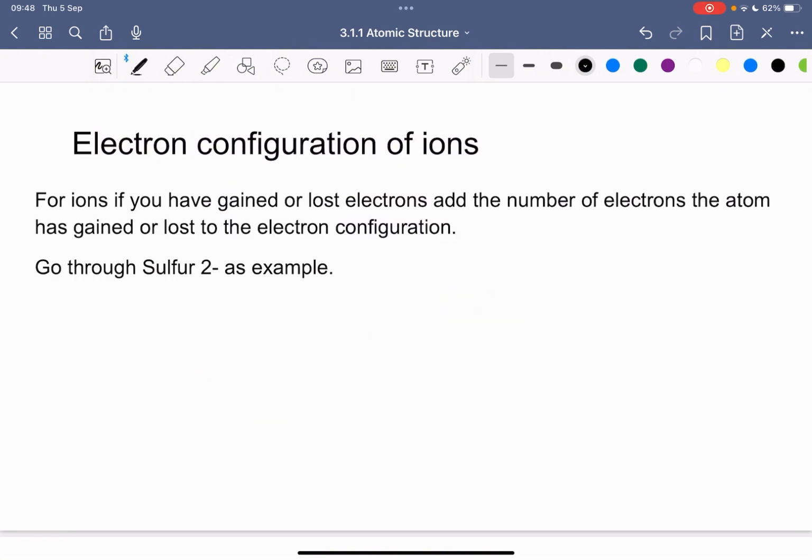Okay, so the electron configuration of ions. For ions, if you have gained or lost electrons, add the number of electrons the atom has gained or lost to the electron configuration. So I'm going to go through sulfur 2- as an example.